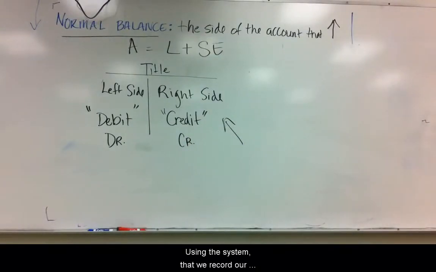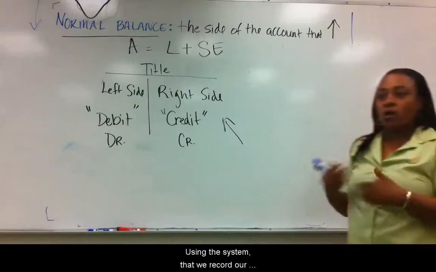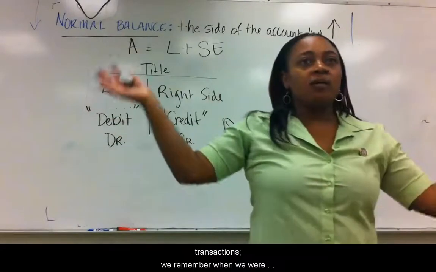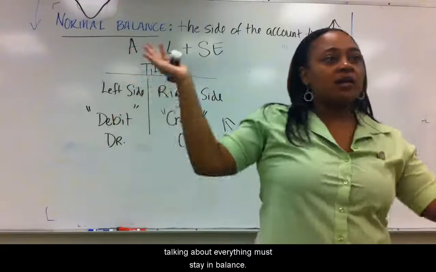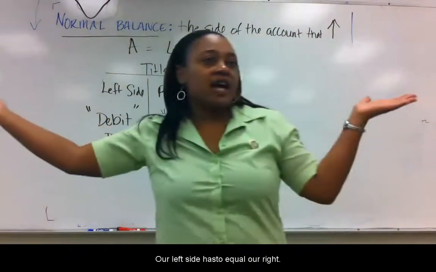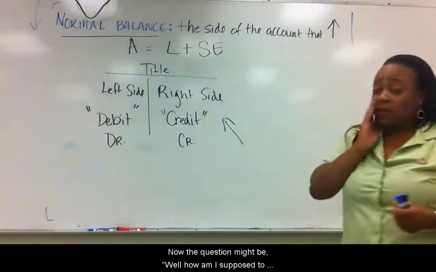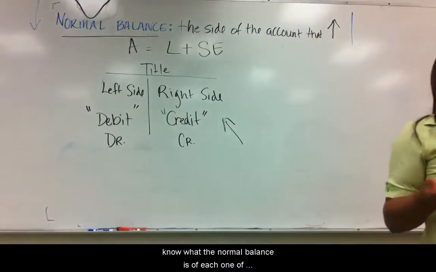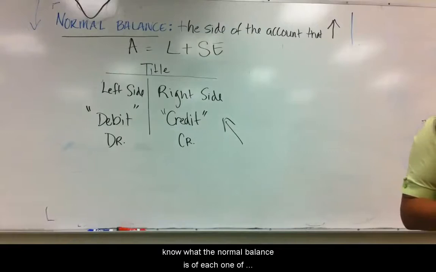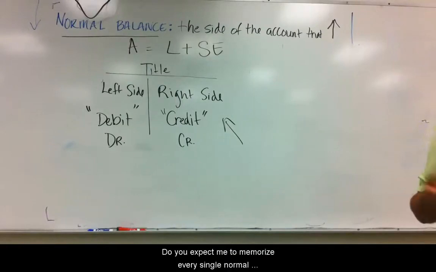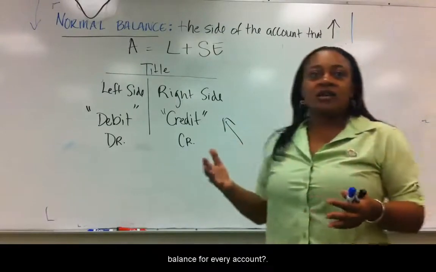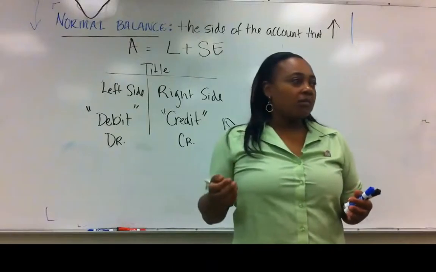So, using this system that we record our transactions, we remember when we were talking about everything must what? Stay in balance. Our left side has to equal our right side. Now, the question might be, how am I supposed to know what the normal balance is of each one of these accounts?